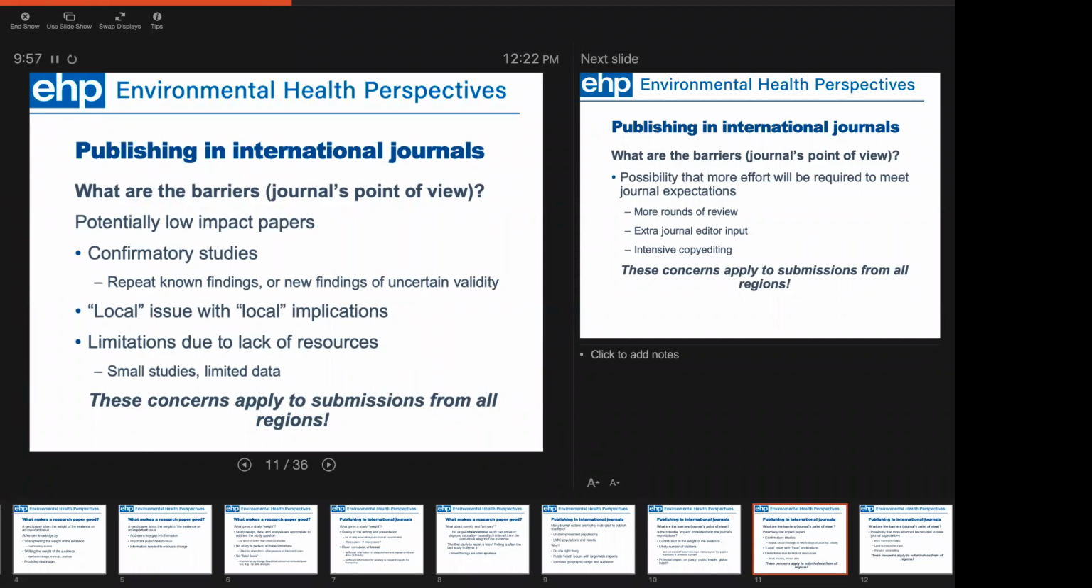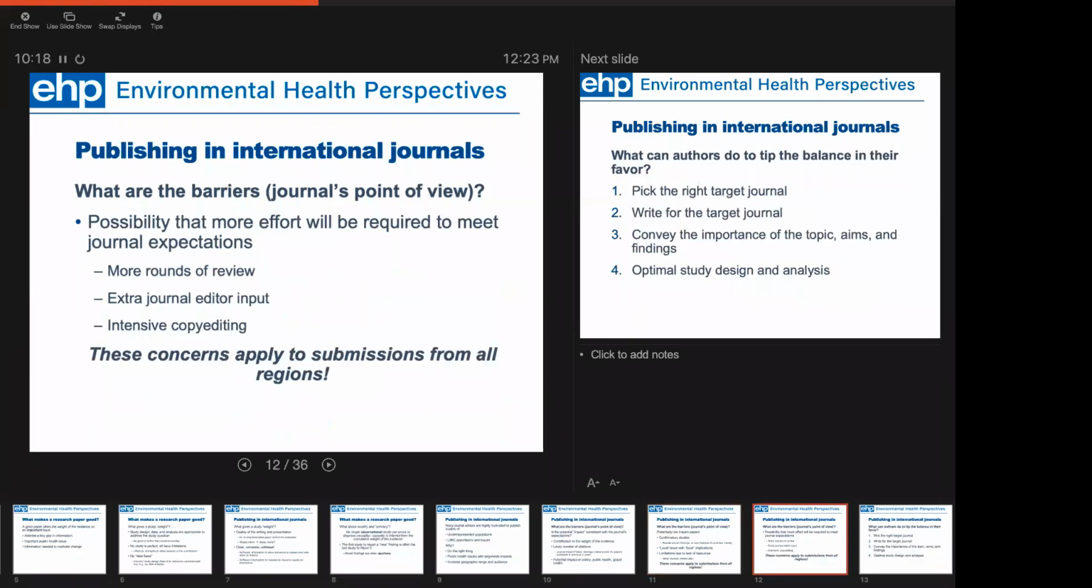Also local issues with local implications. Now, if it's a very, very specific local issue to an area, then it's not going to have wide interest to readers. And then studies may be limited because of lack of resources, so they may be very small or have limited data. Again, these apply to all papers.